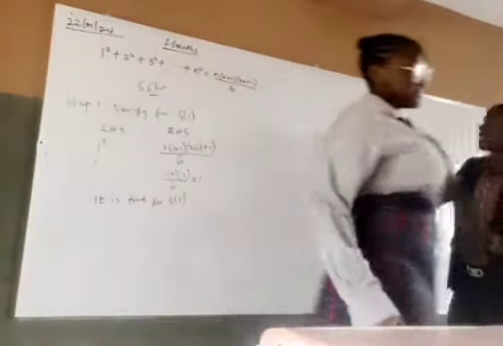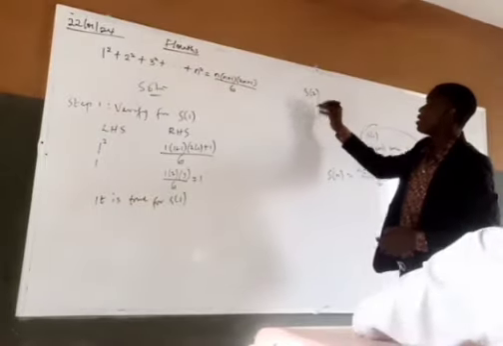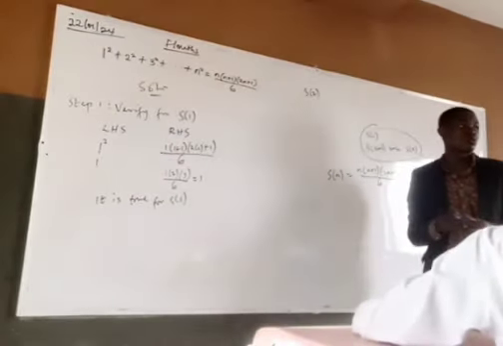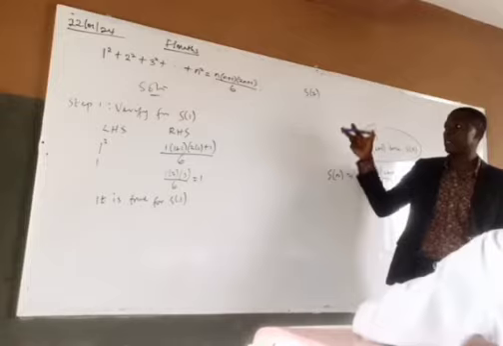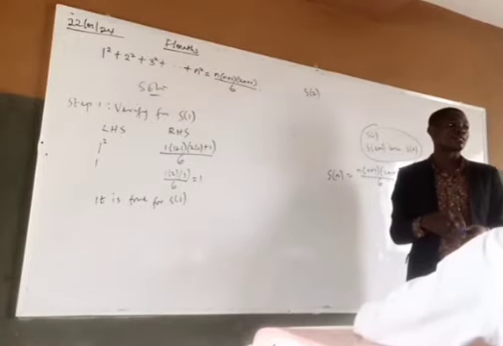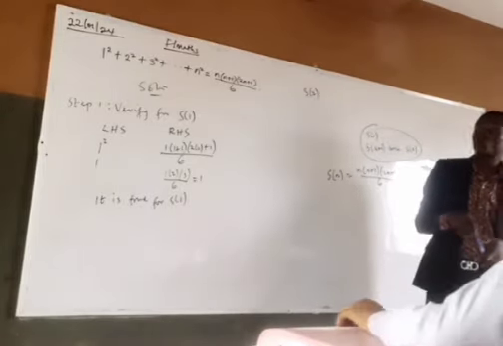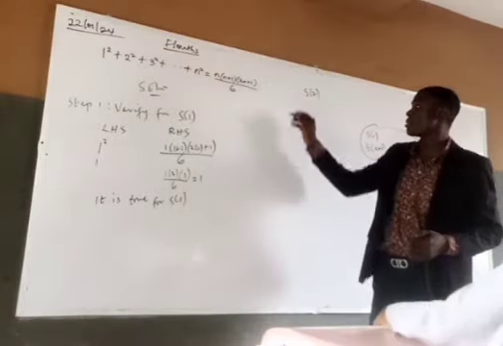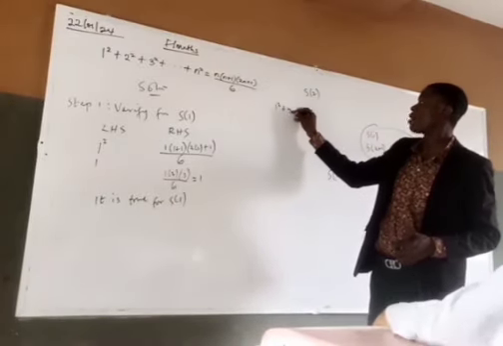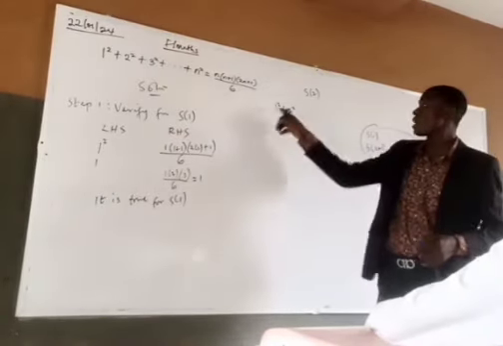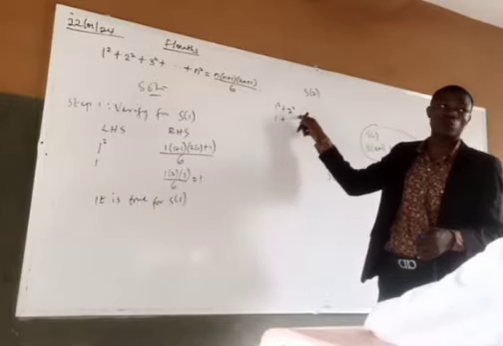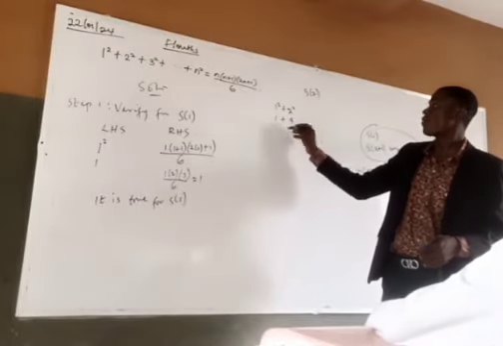Okay, now if I check for S of 2, if n is 2, how many terms will I count? 2 terms. So what are those 2 terms? 1 squared plus 2 squared. So 1 squared is 1, 2 squared is 4, 1 plus 4 is 5.